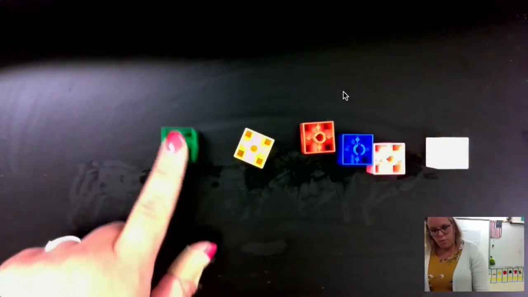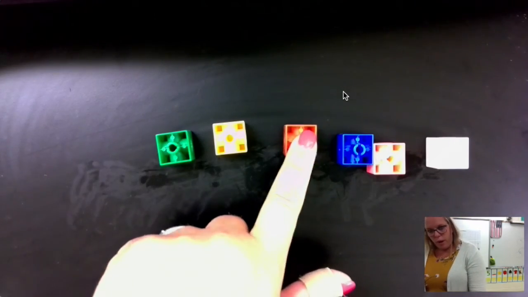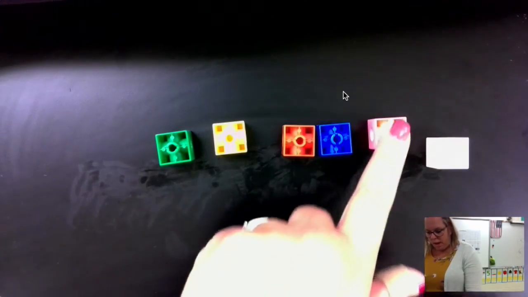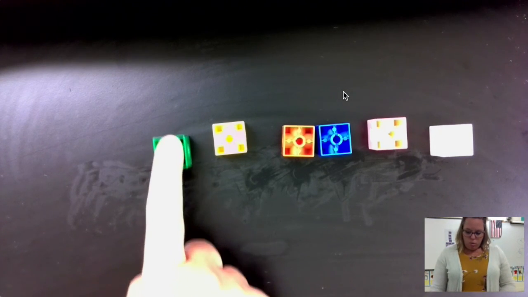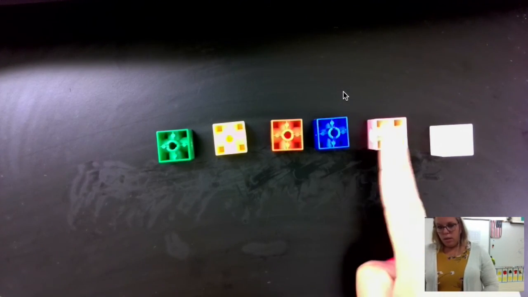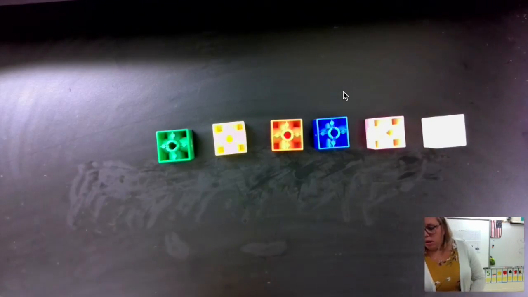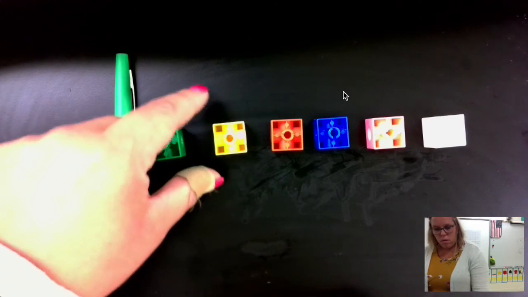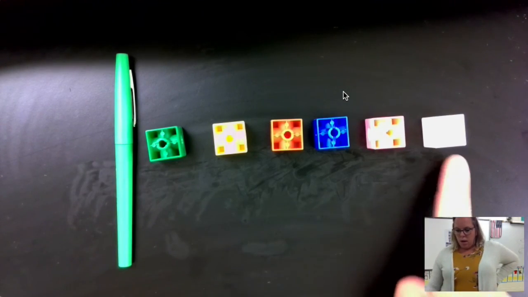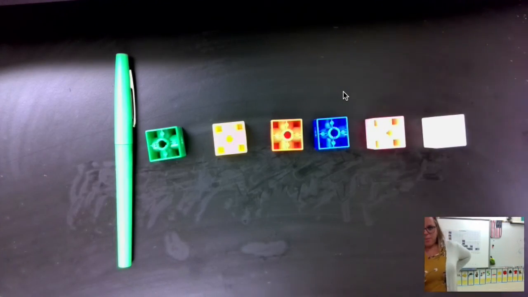Okay, we have green, yellow, red, blue, pink, and white. Now, right now, green is in the front of our line. Okay, so let me put my marker here. This is the front of the line. This is the door. Okay, so green is in the front and white is in the back.